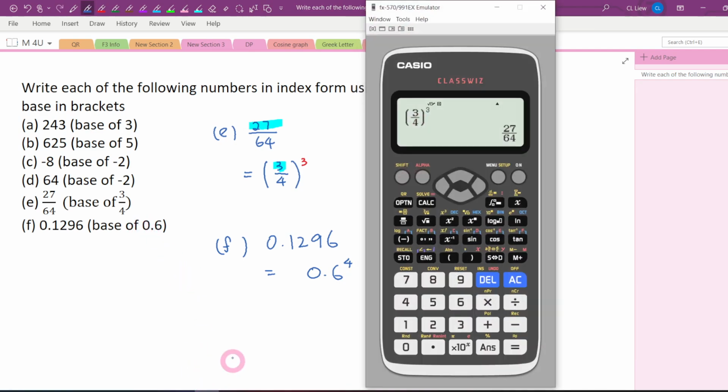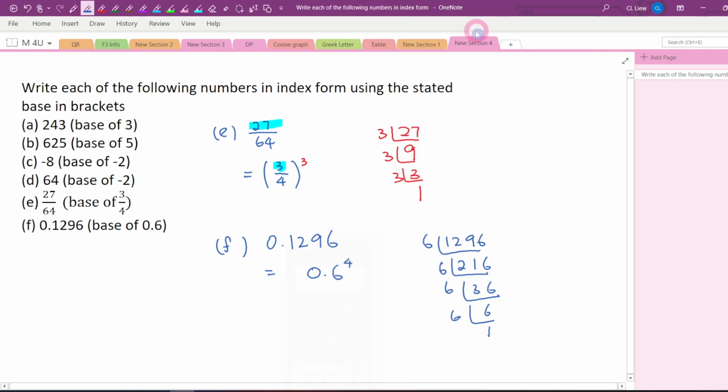Okay, now let's try using our calculator to check whether this answer is correct or not. 0.6 to the power of 4. 0.1296. So this is the way we write a number in index notation, by using the base given by the question.